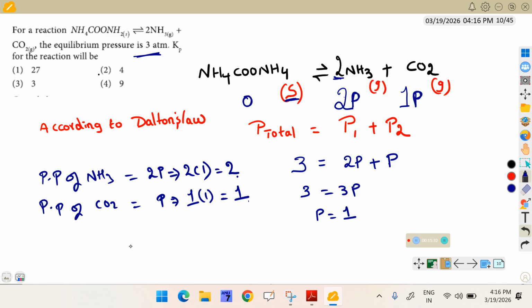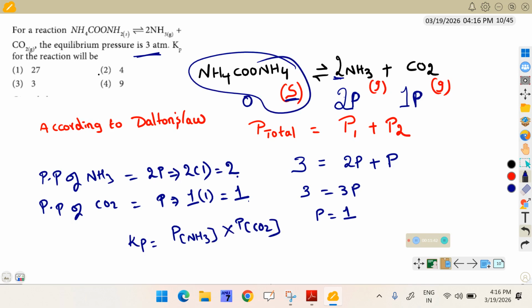Now calculate Kp. Kp is equal to the partial pressure of NH3 into the partial pressure of CO2. Don't consider reactants. Why? Reactants are in solid state. So NH3 partial pressure value, 2 moles of NH3 are there, so partial pressure of NH3 whole square. 2 whole square into 1, that is equal to 4. Correct option is the second option.